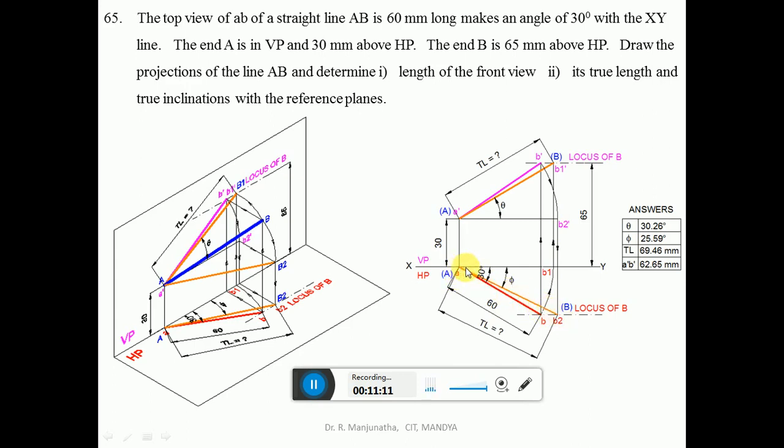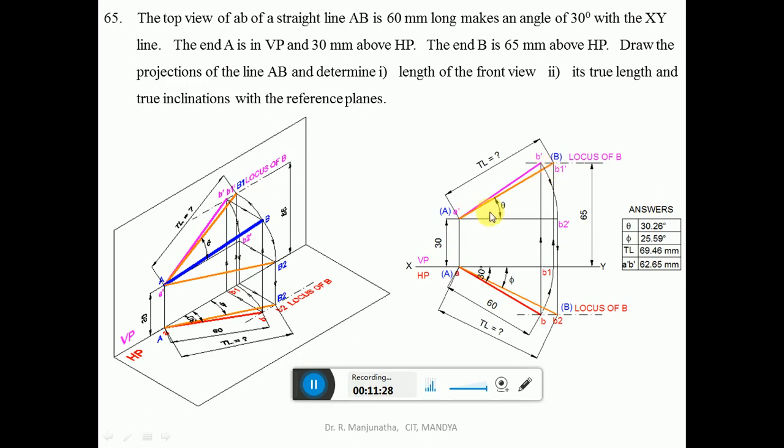So the inclination made by this with respect to the XY line or VP is phi. Then mark this point. Since this line is parallel to HP, you are getting the true length here. You mark this as capital A and capital B. Then by using the scale, you measure the true length of this line.